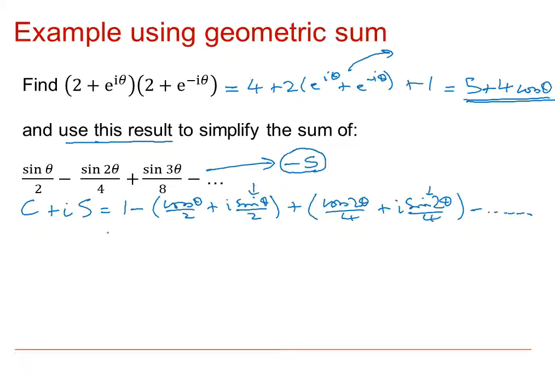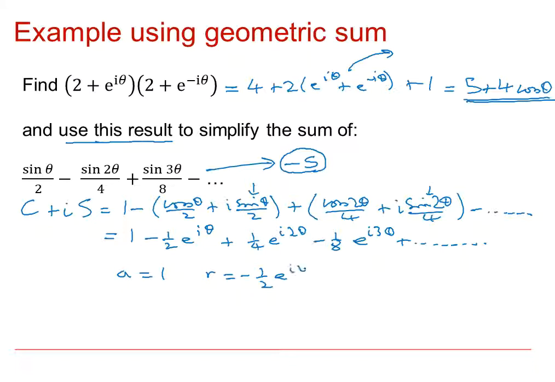The reason I need to write it in this form is so I can write it as 1 minus a half e to the i theta plus a quarter e to the i 2 theta minus an eighth of e to the i 3 theta. So now we have a geometric series where the first term is 1 and the common ratio is minus a half e to the i theta, which means because the modulus of the common ratio is less than 1, we can now think about finding the sum to infinity of the pattern.